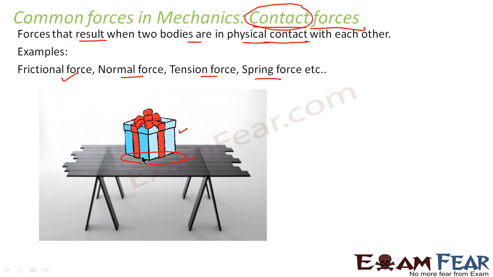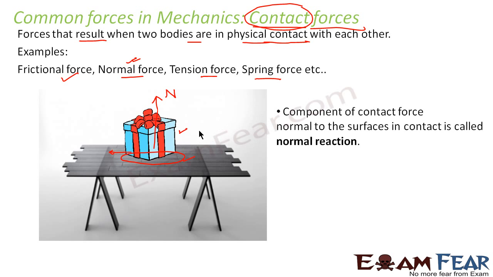So the forces which arise due to the contact of the box with the table are termed as the contact forces. So here we have one contact force, that is the frictional force. The frictional force acts along the horizontal direction, and as we all know, it opposes the motion of the object. Similarly, the other force, that is the normal force, acts perpendicular to the surface of contact. Here we see this is the surface of contact. So a force which acts perpendicular to the surface of contact, that is the normal force.